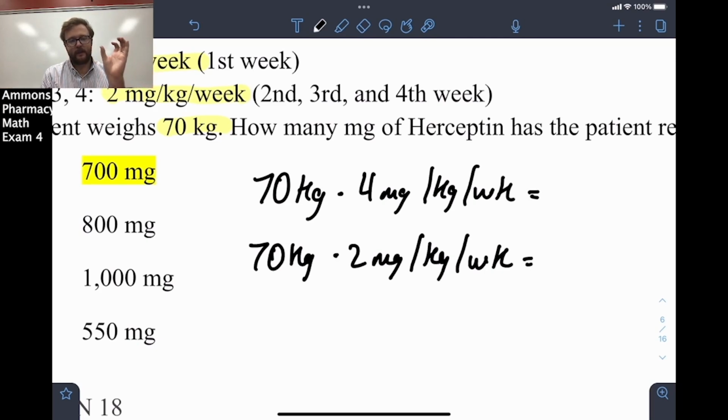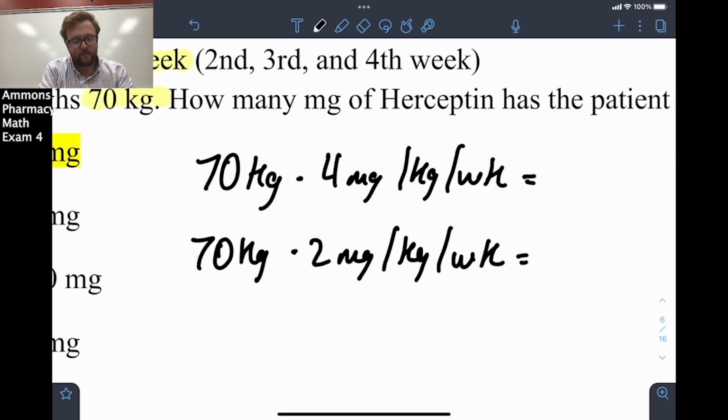Okay, so we have a 4-week window. The first week they're getting double, so 4 milligrams per kilogram. And then weeks 2, 3, and 4, they get half of that. So 70 times 4 is 280.